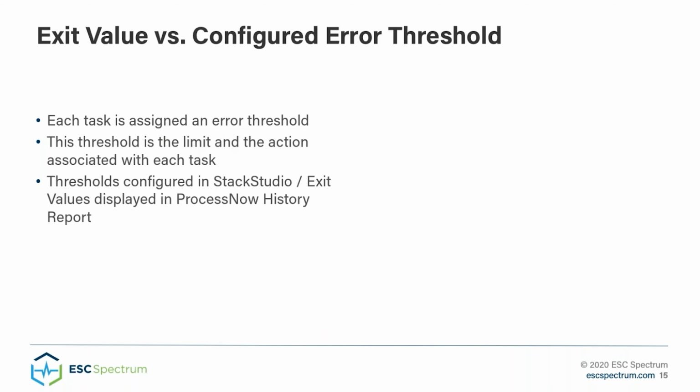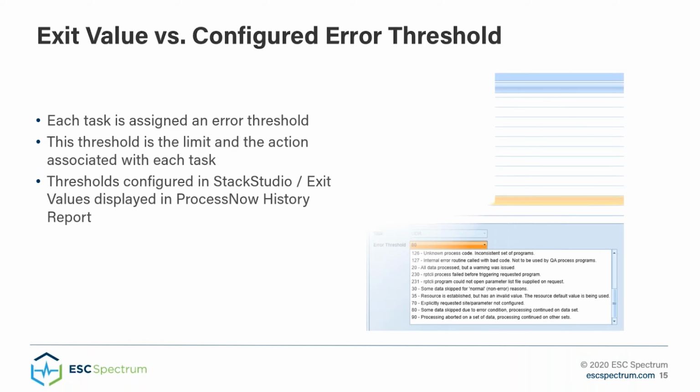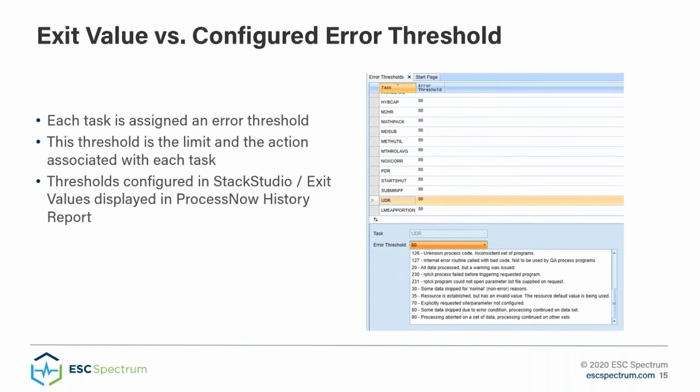So the exit value versus configured threshold we were just talking about. I just want you to know that, because you're going to see that when you run the report if you have failures, this is something that is configured in Stack Studio. You have error threshold set. You can go into Stack Studio and you can look at this, and you can go look and see what your thresholds are and what those thresholds mean. But if you're ever confused by what that actually means, you can go and look that up here in Stack Studio.